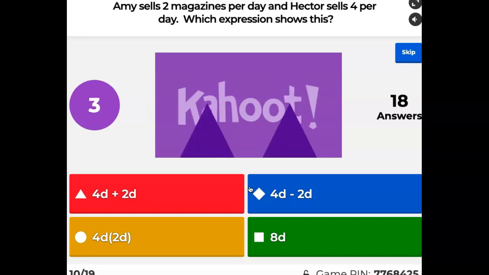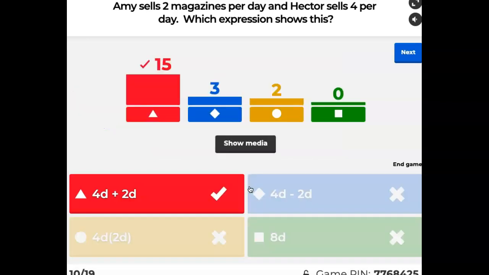I want everybody to get this correct. I'm scared. Okay, that's a good one. It's not that bad.